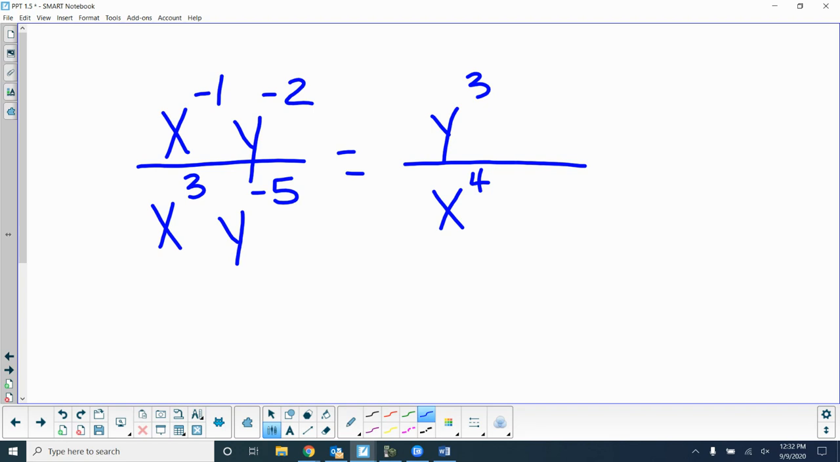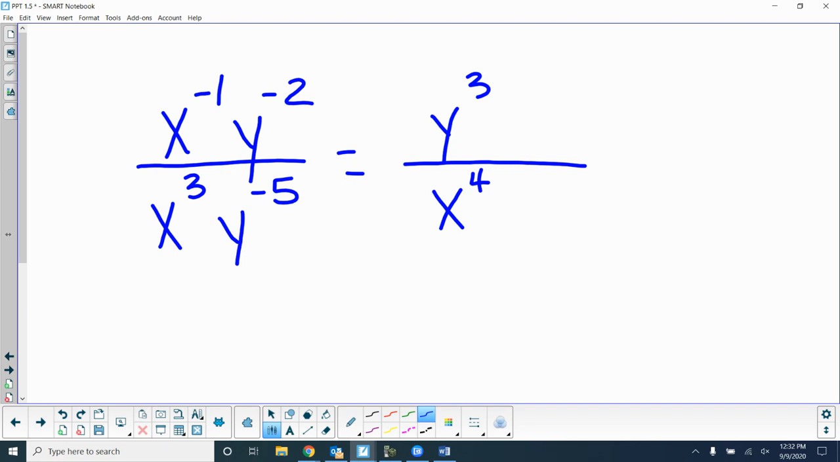Now, some of you were switching. That's okay. The 5 would go up top, positive. The 2 goes in the bottom, positive. This one moves to the bottom, but this doesn't move. Why? Why didn't the x to the third move? Because it's already positive, right? The only ones that move are the negative.